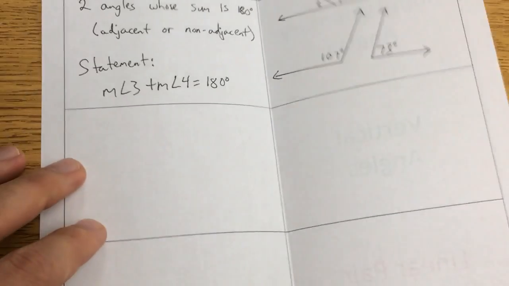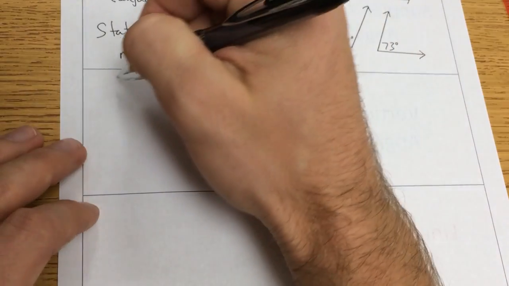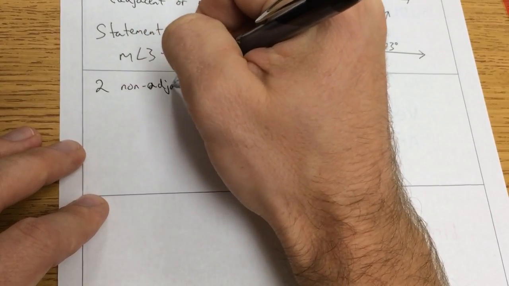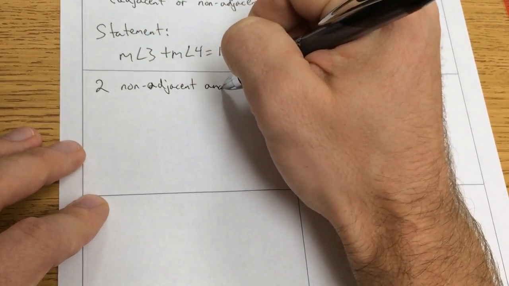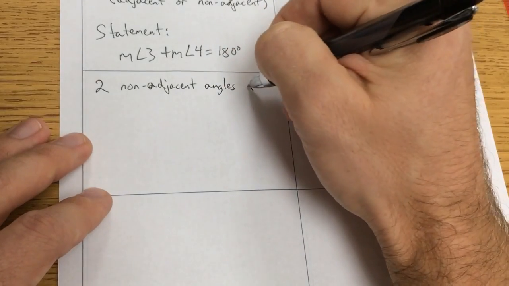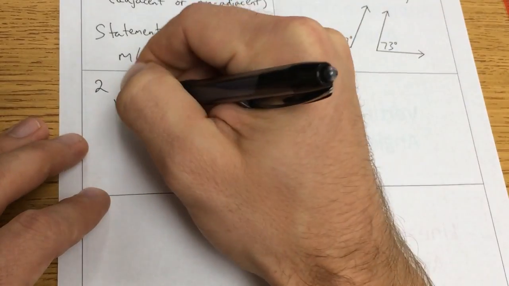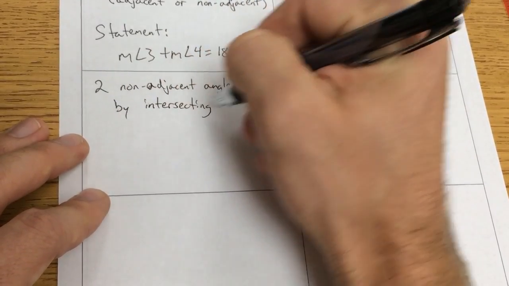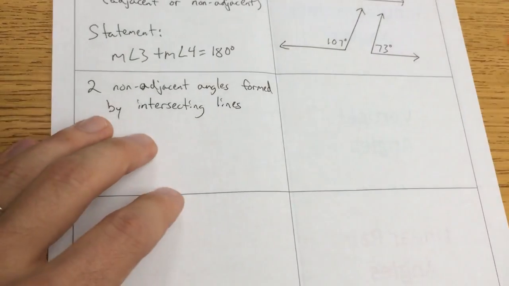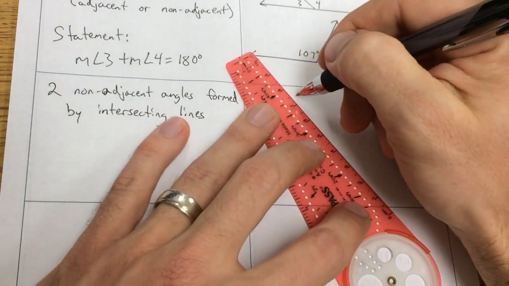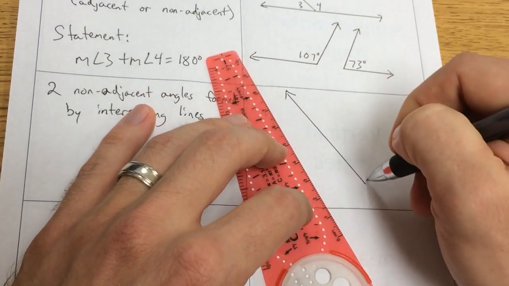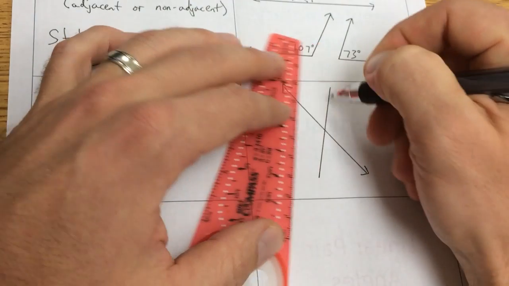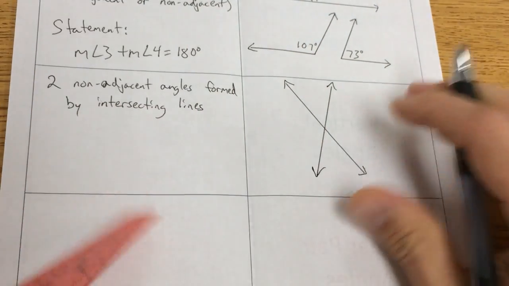This one might be new for us. Okay, so the definition of vertical angles is two non-adjacent angles formed by intersecting lines. Let's draw it out. If I just have two lines that intersect, one line and then another line, no matter how they intersect, no matter what they look like, since they intersect, I have vertical angles.